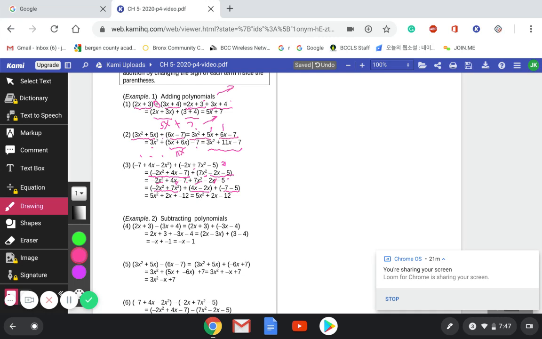So negative 2x squared plus 7x squared becomes 5x squared, because negative 2 plus 7 is positive 5. Because you have a different sign, you subtract, but the bigger absolute value is positive, so you end up with a positive 5, so 5x squared. And 4x minus 2x is 2x. Negative 7 minus 5 is a subtraction. Whenever you have a subtraction, you can do keep-change. So negative 7 plus negative 5.